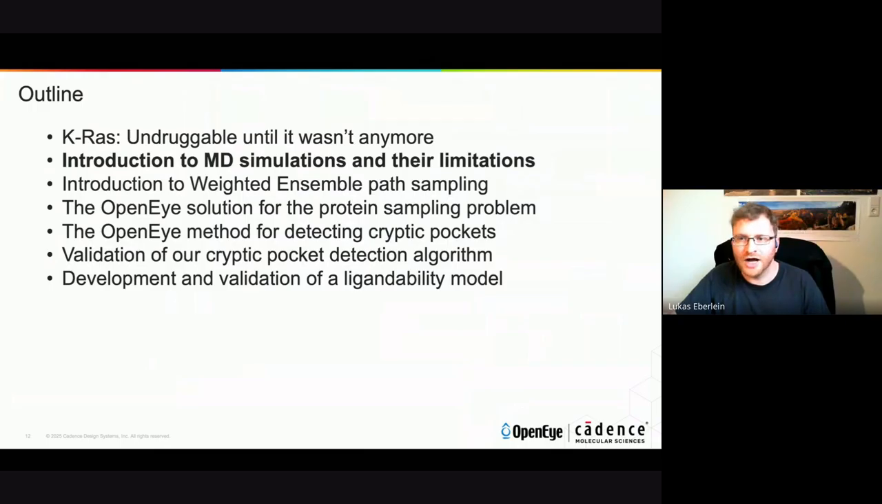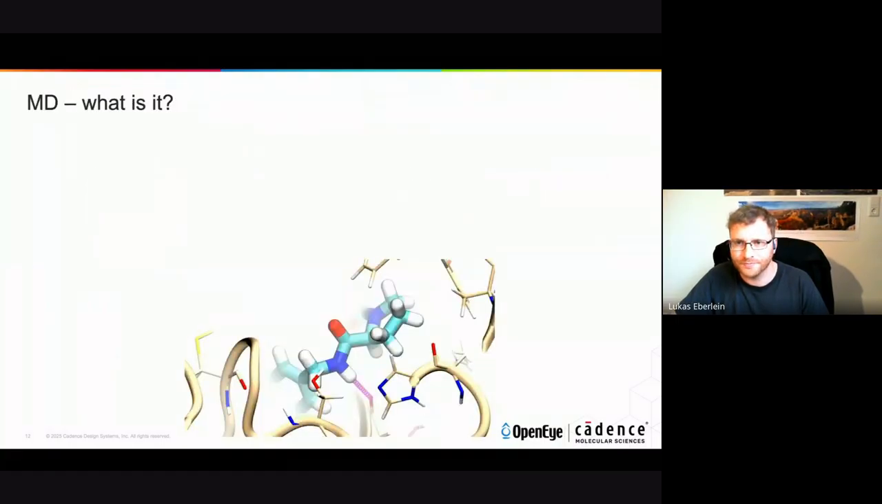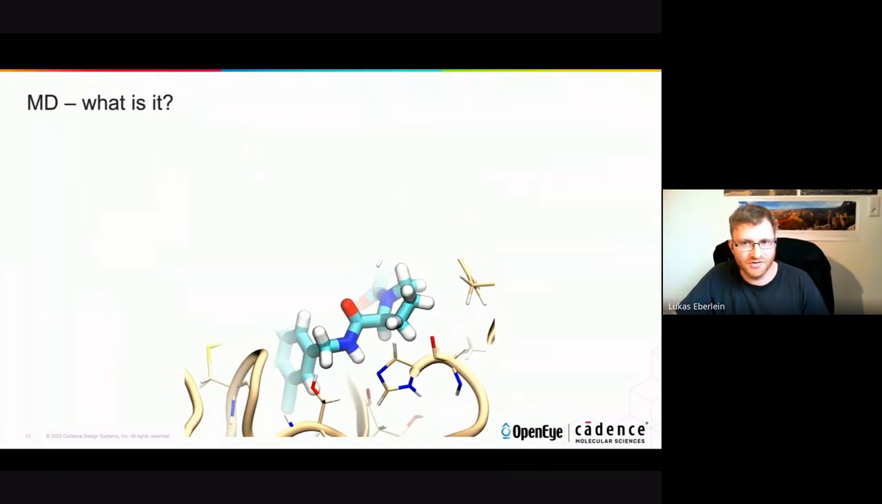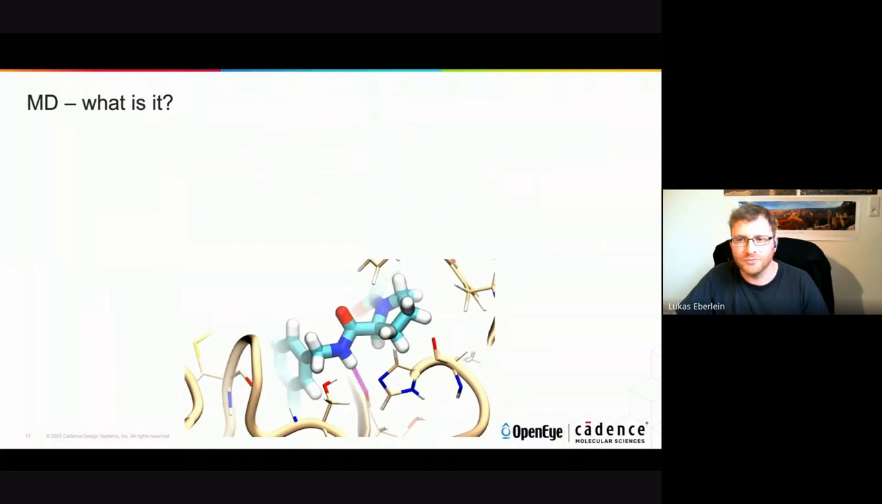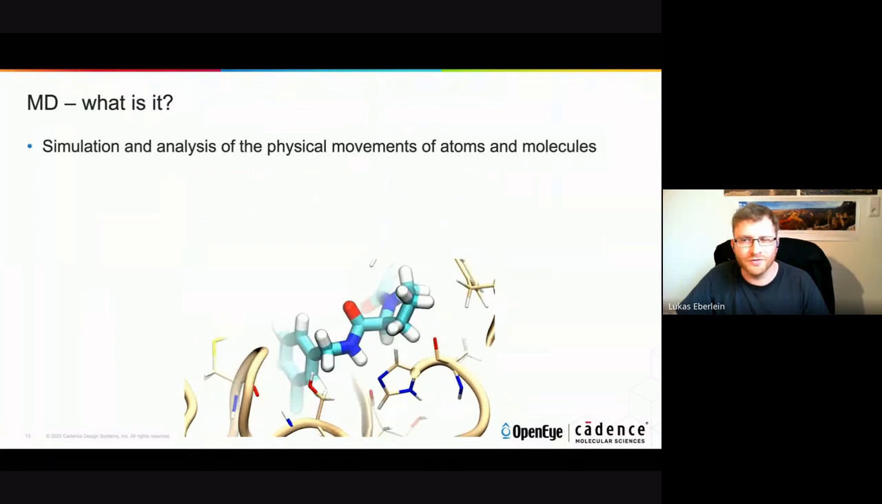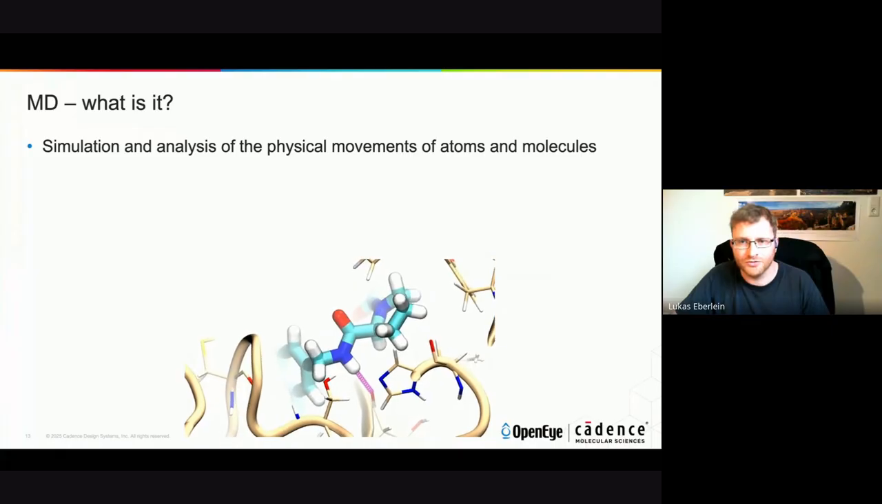Before I show you how we actually do so, I want to talk a little bit about MD simulations, the timescales we can cover with them, and how it fits to the aforementioned timescales of cryptic pocket opening. So, what is an MD simulation? It's the simulation and analysis of the physical movements of atoms and molecules.